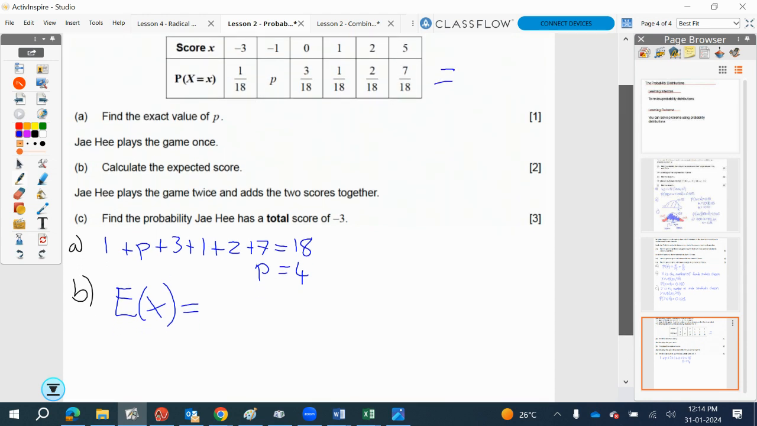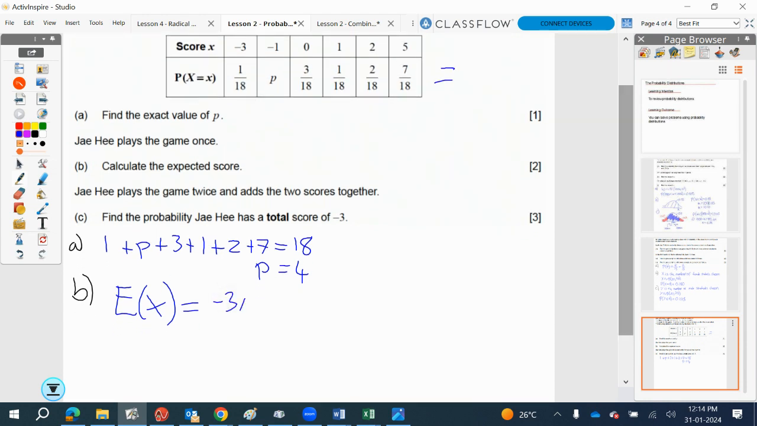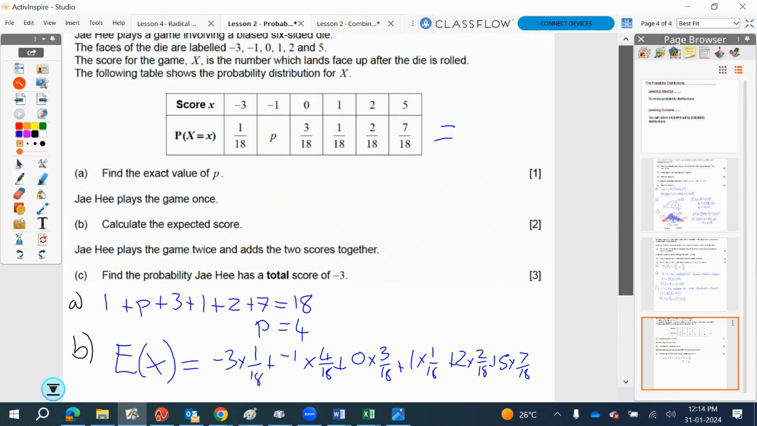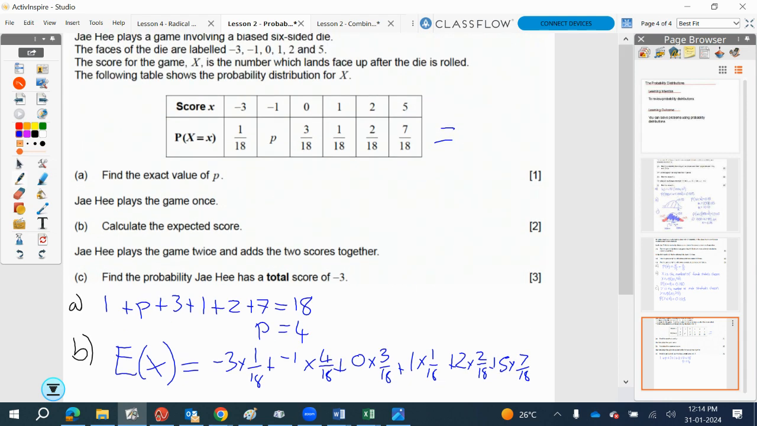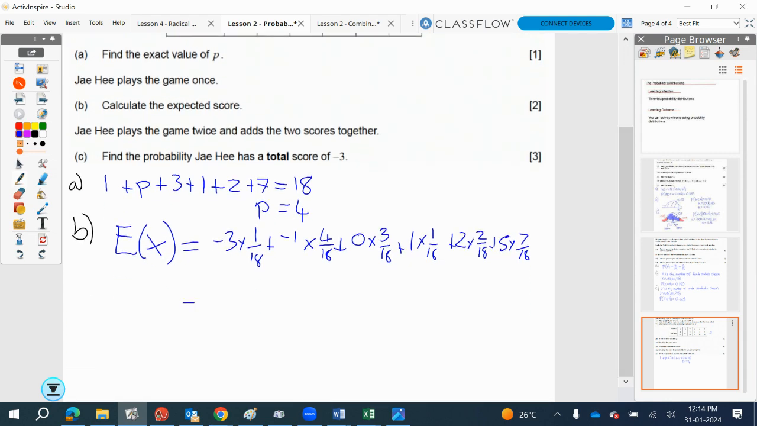So you're doing minus 3 times 1 over 18, plus minus 1 times 4 over 18, plus 0 times 3 over 18, plus 1 times 1 over 18, plus 2 times 2 over 18, plus 5 times 7 over 18. Notice that they all have a denominator of 18, so factor that out. You've got 1 over 18.